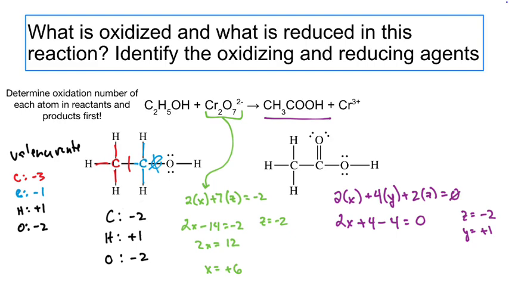Did I do that right? Yeah, it just looked kind of weird to me. Okay, and we get 2x equals 0, and we get x equals 0.